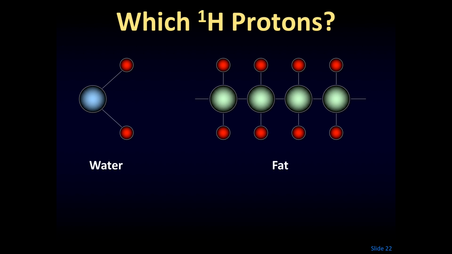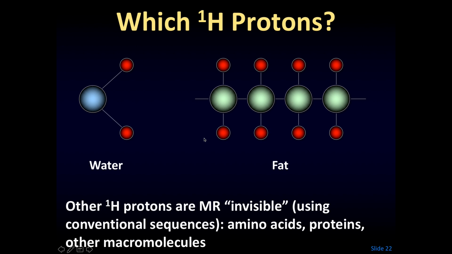Those are the little red things attached to this oxygen. And we're looking at the hydrogens attached to carbons in fat. So the only hydrogens that we look at in clinical MRI are water hydrogens and fat hydrogens. And we don't look at anything else. All other hydrogens, amino acids, proteins, macromolecules, are invisible using conventional MRI.